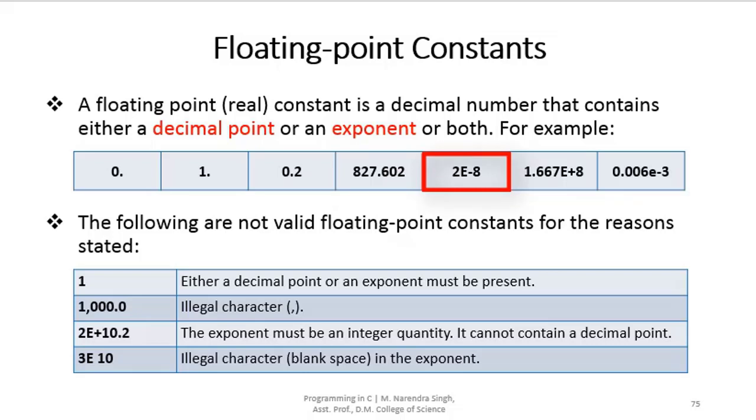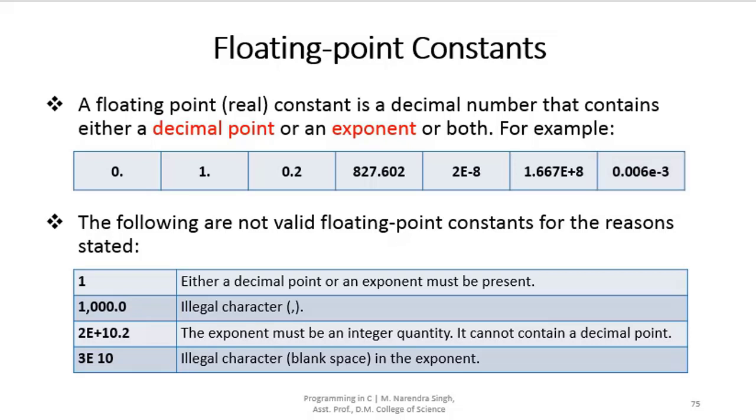This is a number in exponent form or scientific form. E means exponent. This number is equal to 2 into 10 to the power minus 8. This is a floating point constant. The next number is 1.667e+8. It means 1.667 into 10 to the power plus 8. This is also a floating point constant. The next number is 0.006e-3, which is equal to 0.006 into 10 to the power minus 3. This is also a floating point constant.